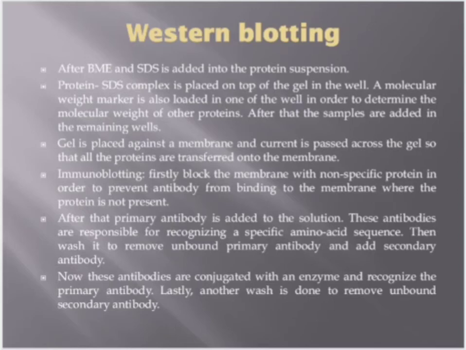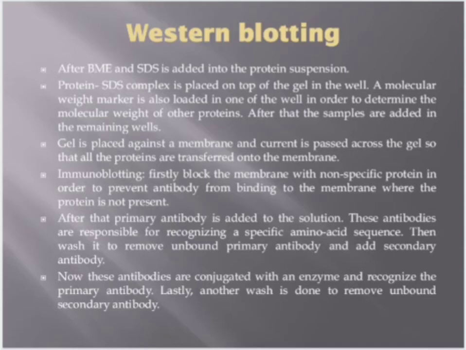Once the samples and markers are loaded, then electric current is passed across the gel. Protein is pulled down to the positive pole of the well because it is tightly bound to sodium dodecyl sulfate, which is negatively charged. Movement of protein is inversely proportional to its size. After this step, the gel is placed against a membrane and electric current is passed across the gel so that all the proteins are transferred onto the membrane. Then immunoblotting has to be done.